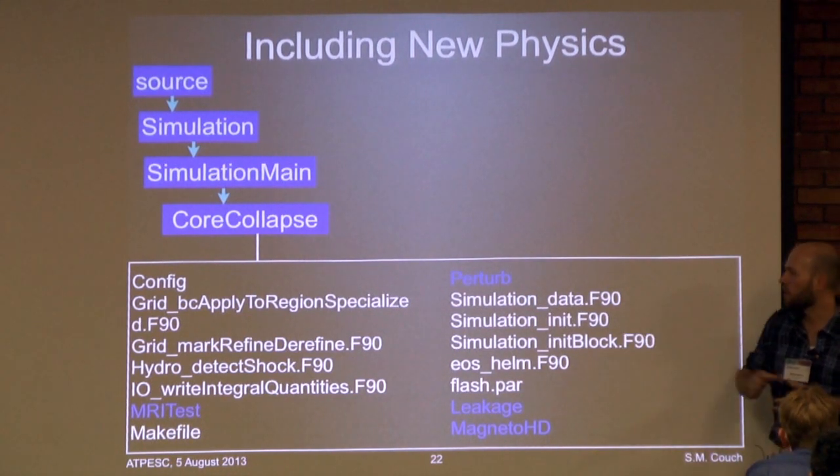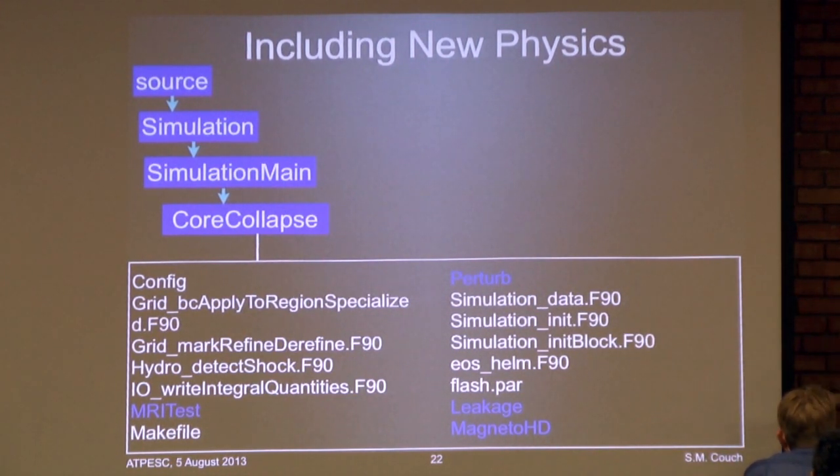So, for instance, mark, refine, derefine: I have a custom refinement pattern that I want to impose on the simulation that goes beyond what the standard grid mark, refine, derefine does. So I copy it into my core collapse directory, I make the changes that I want, and this is the version that will show up in my application when I build it.